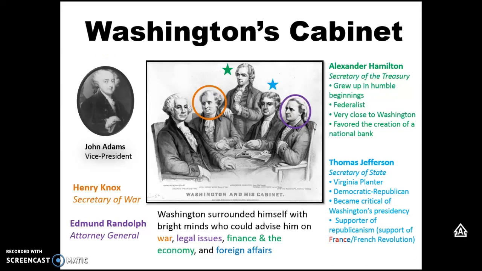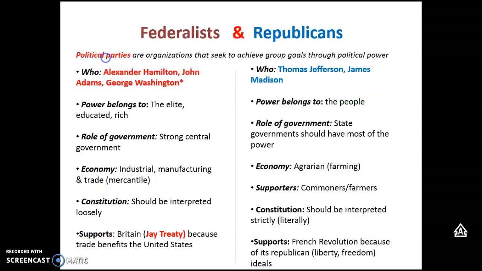Thomas Jefferson, he's the Secretary of State. He was a Virginia planter. He was actually a Democratic Republican. He became critical of Washington's presidency, and he was a supporter of republicanism and of the French Revolution. So let's look at the Federalists and Republicans.